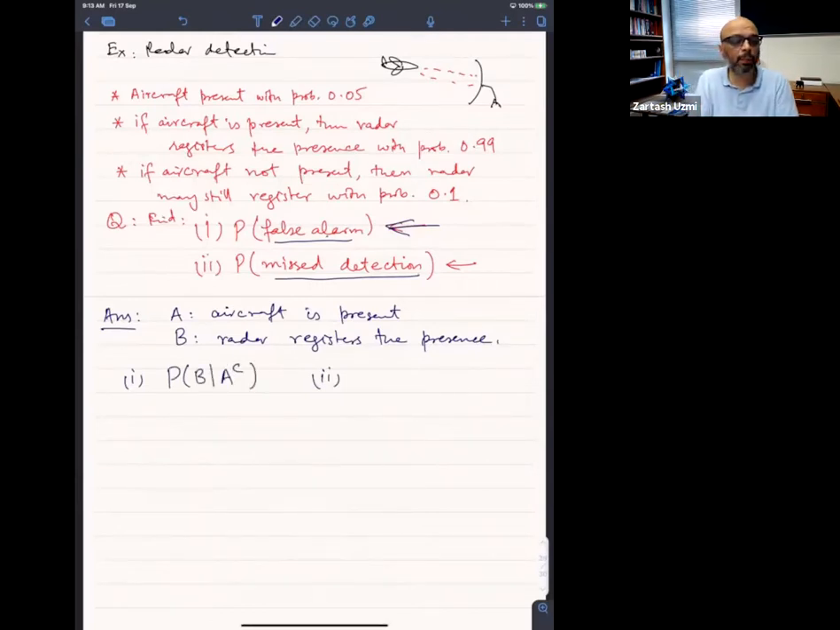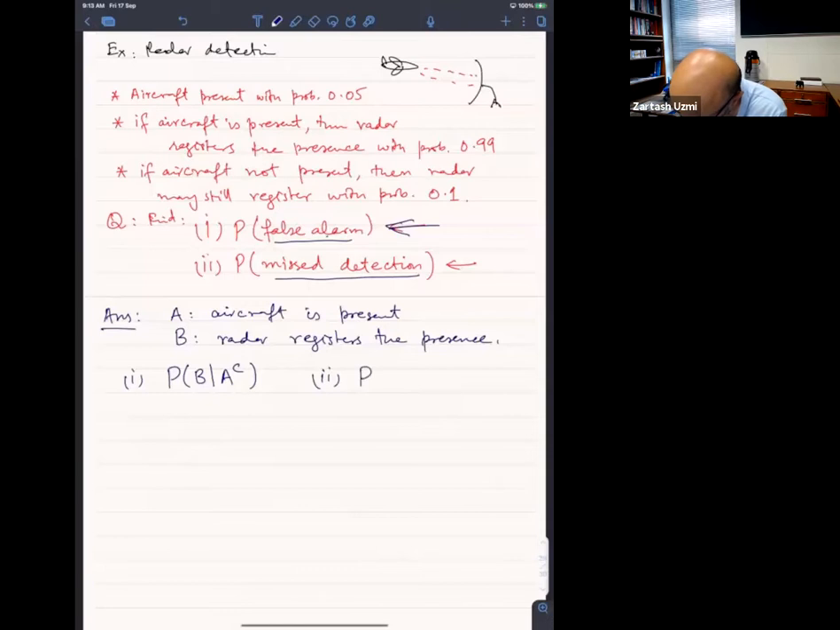Probability of B given A complement. किसी ने वो A complement को S minus A लिखा है, which is fine. और probability of alarm लिखा है, which is B basically. Registers the presence. Alarm नहीं, इसको register कर रहा है वो presence को.